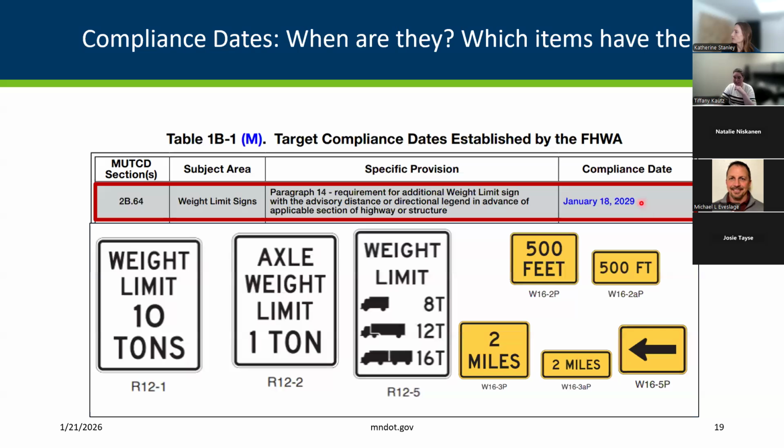And so what it says is that an additional weight limit sign with an advisory distance or directional legend shall be located in advance of the applicable section of highway or structure so that prohibited vehicles can detour or turn around prior to the limit zone.